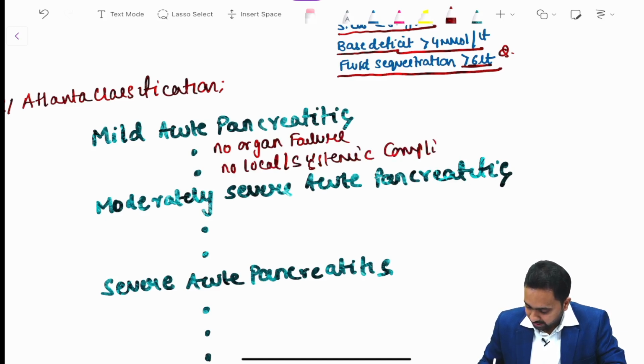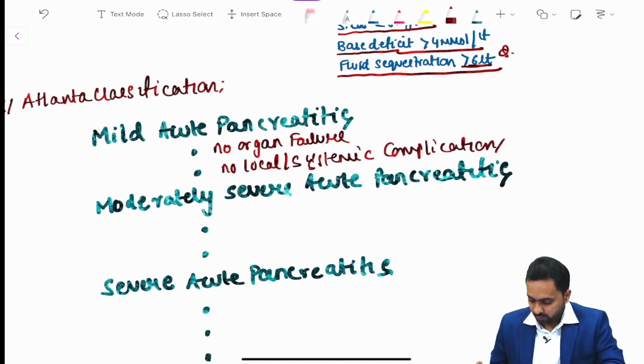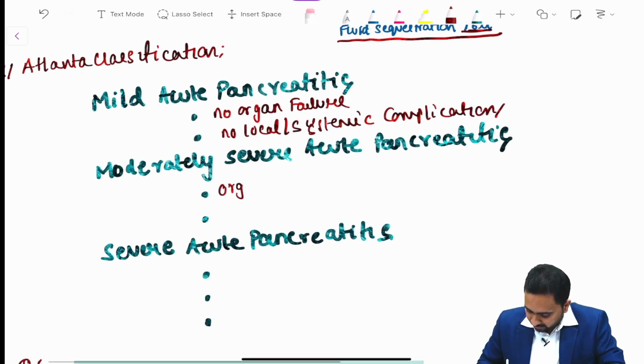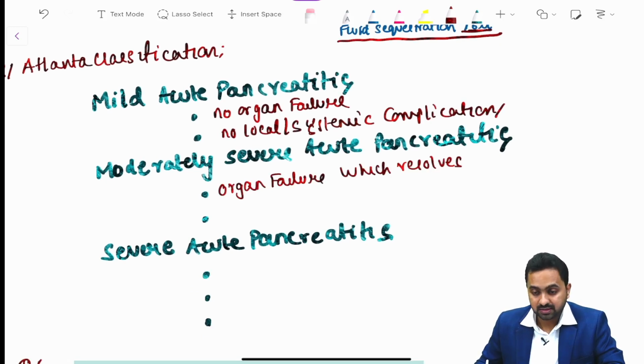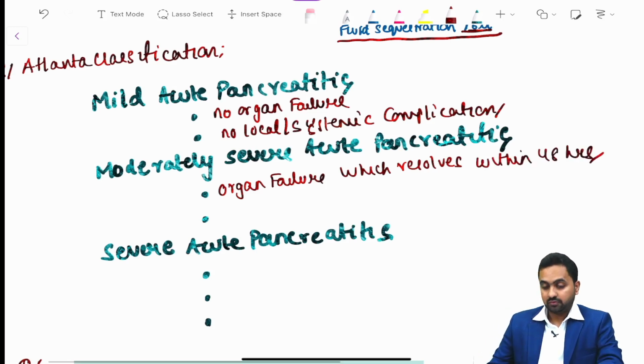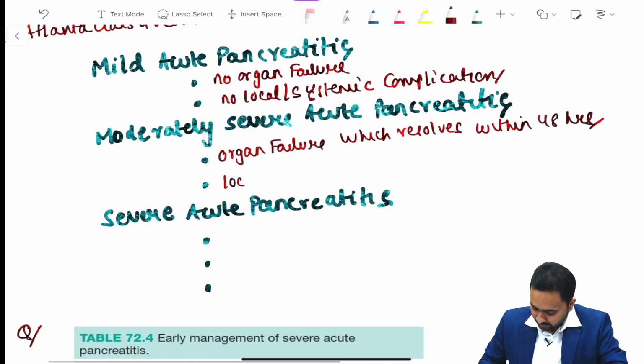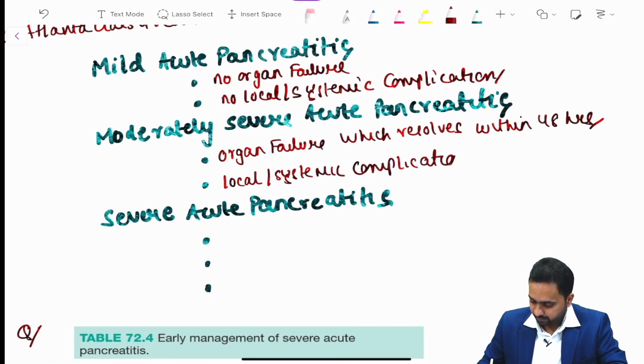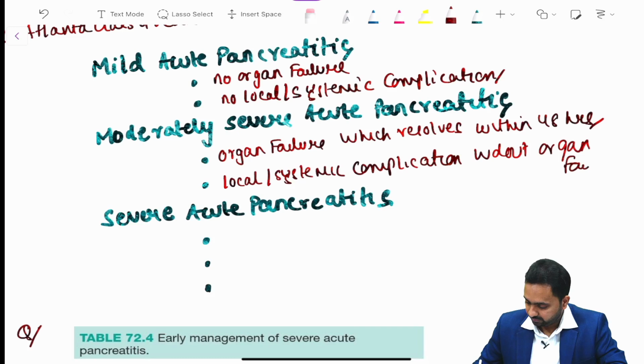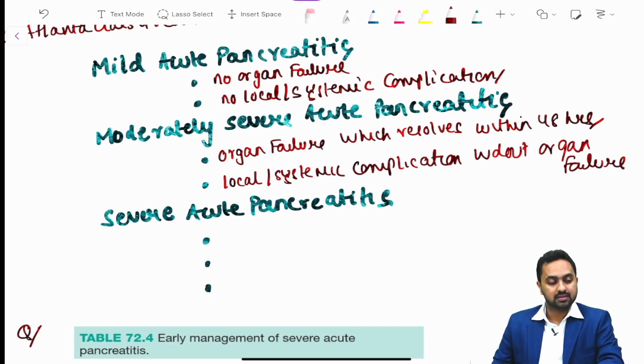Now, what happens in your moderately severe acute pancreatitis? There is an organ failure which resolves within 48 hours, right. So, it is not a persisting organ failure; it resolves within 48 hours, and then there may be local or systemic complications without organ failure, right. So, there is no organ failure along with the local or the systemic complications.